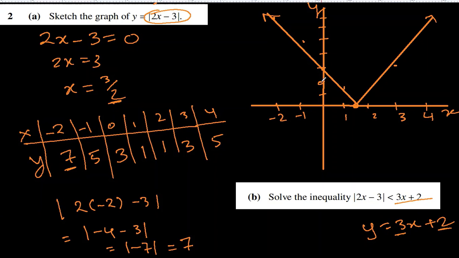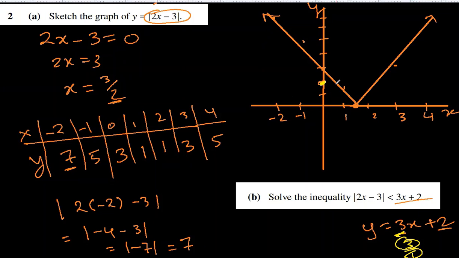So the y-intercept is here. Let me change the color for this. This is the y-intercept, right? And the gradient is 3. That means the rise is 3. 3 can be written as 3 over 1, correct? Rise is 3, run is 1.